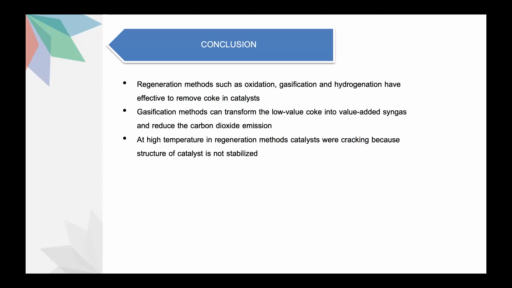Conclusion: regeneration methods such as oxidation, gasification, and hydrogenation were effective in removing coke from catalyst. The gasification method can transform low-value coke into value-added syngas and reduce carbon dioxide emission. At high temperature in regeneration methods, catalysts were cracking because the structure of the catalyst is not stabilized.